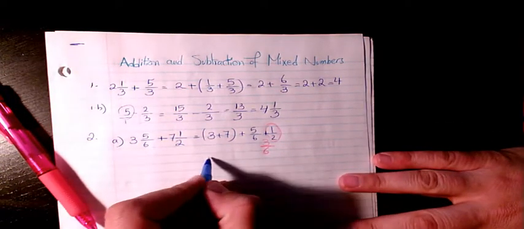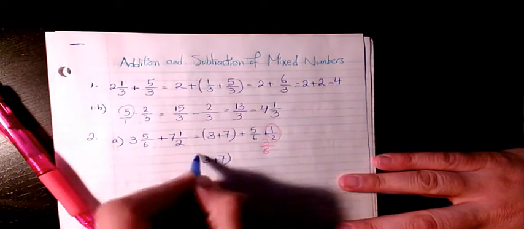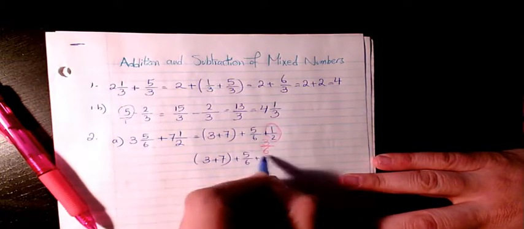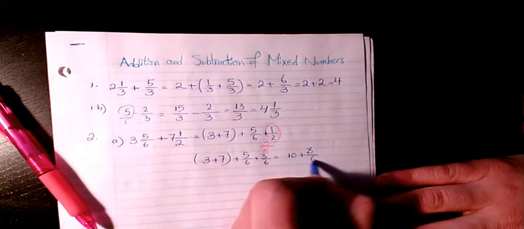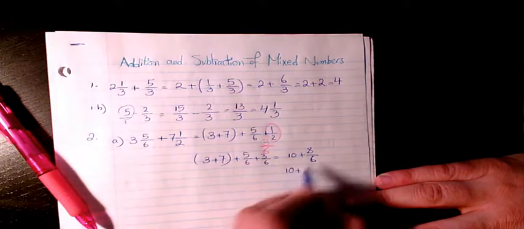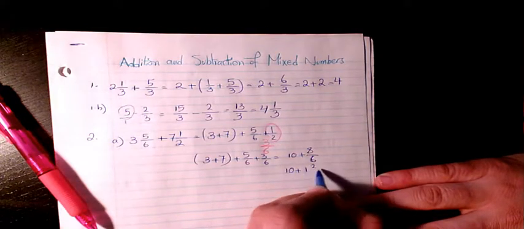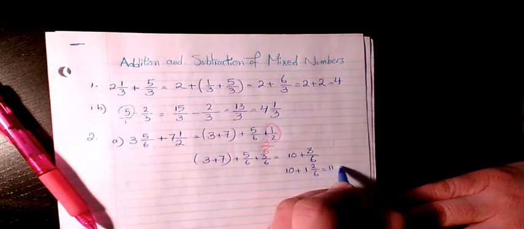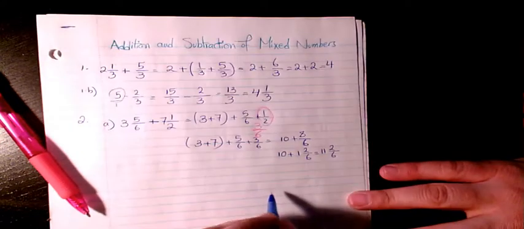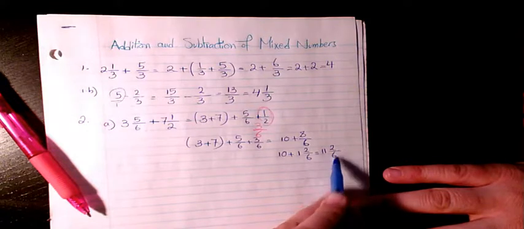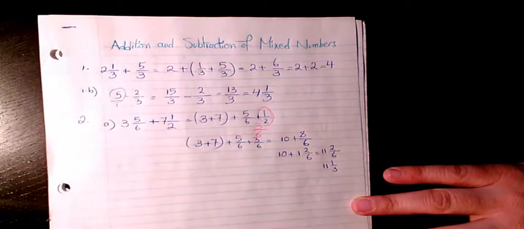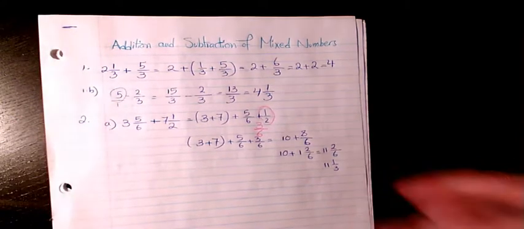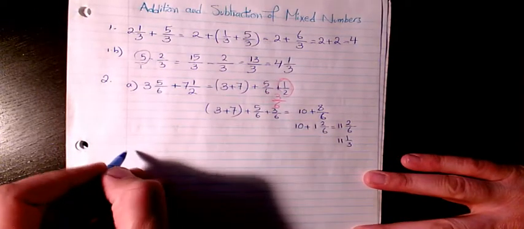So I will have 3 plus 7 plus 5 over 6 plus 3 over 6. So we'll have 10 plus 8 over 6. And 8 over 6 by itself is 1, 2 over 6. So it will be 11, 2 over 6. And then we can reduce 2 over 6. We can divide both of them by 2. So it will be 11 1/3. So that will be the answer.